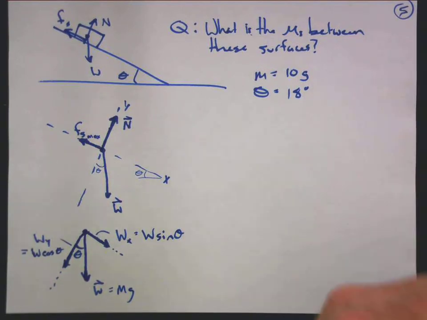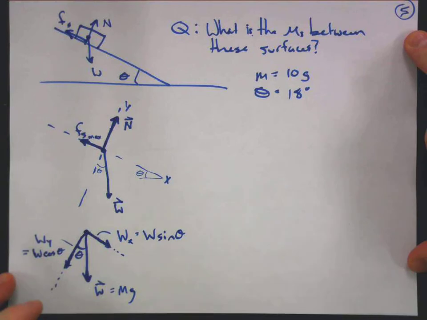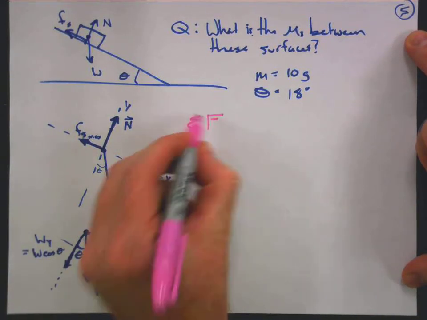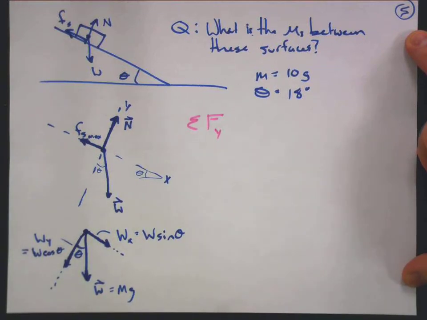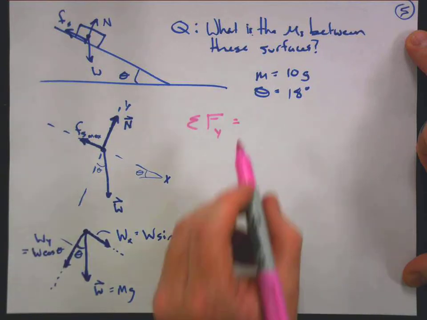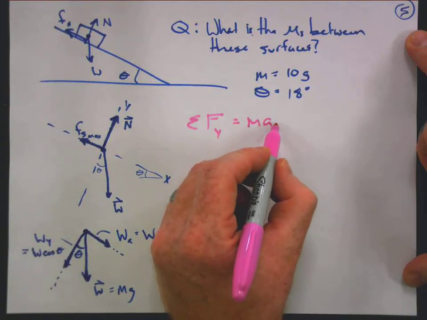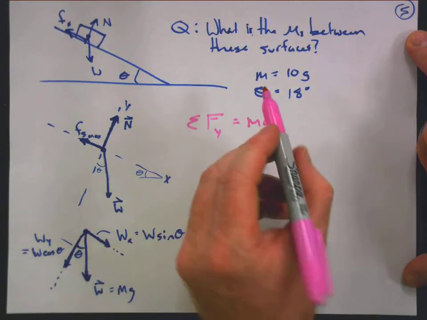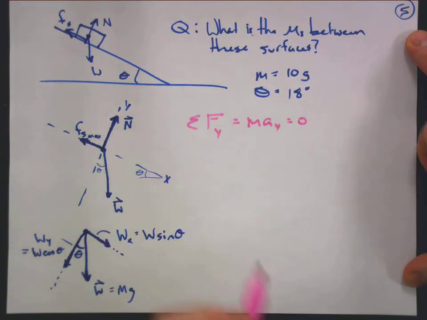I need to do my, let me use a color that might look a little different here. I need to do my statements of Newton's second law. So sum of forces, right? Sum of forces in the y direction. I like to start with the y direction. I don't know why, but it works. So equal to mass times acceleration in the y direction. But I know that there is no acceleration in the y direction, so that sum is 0.